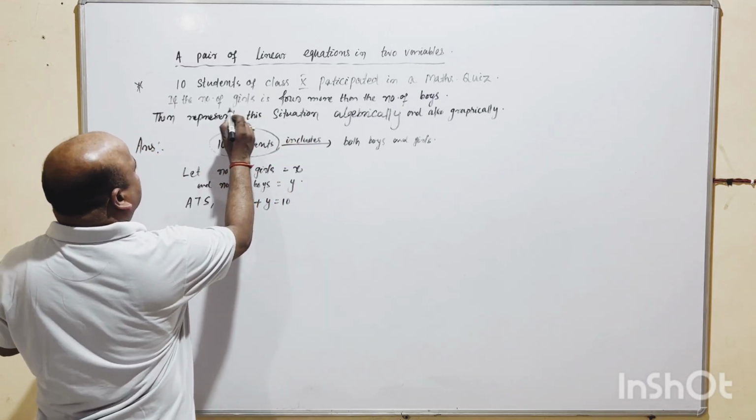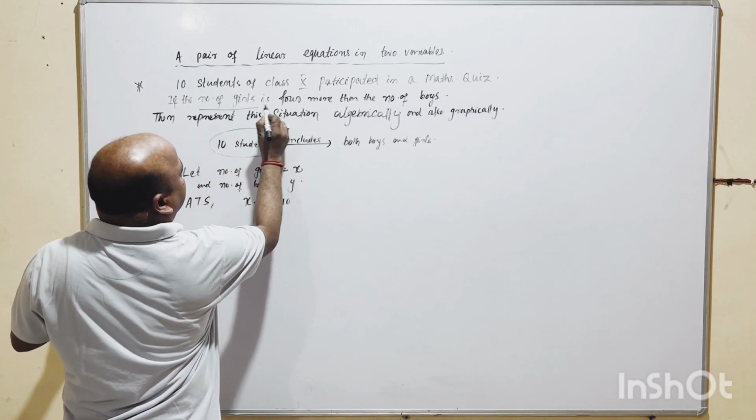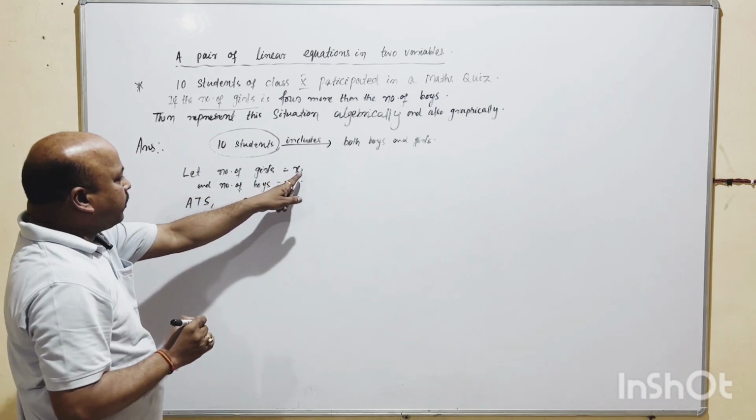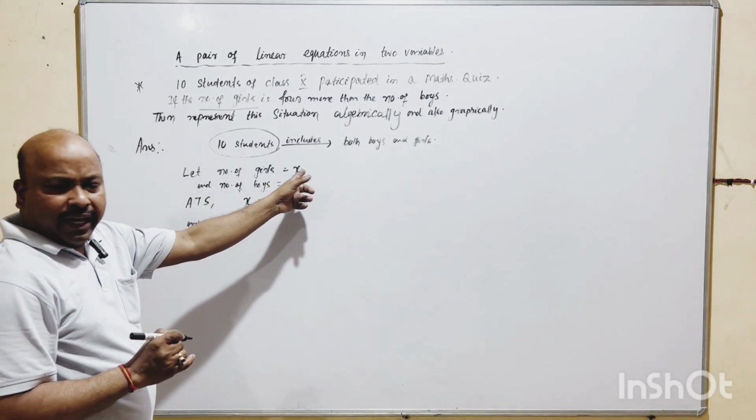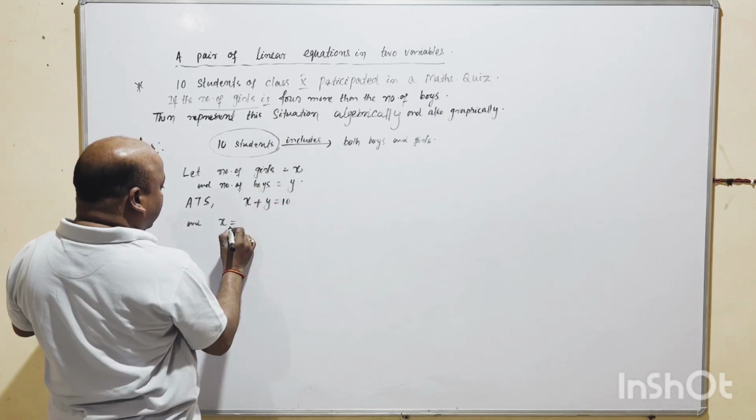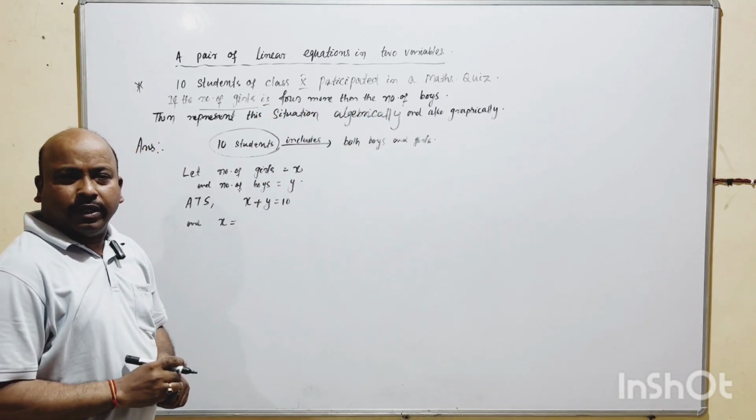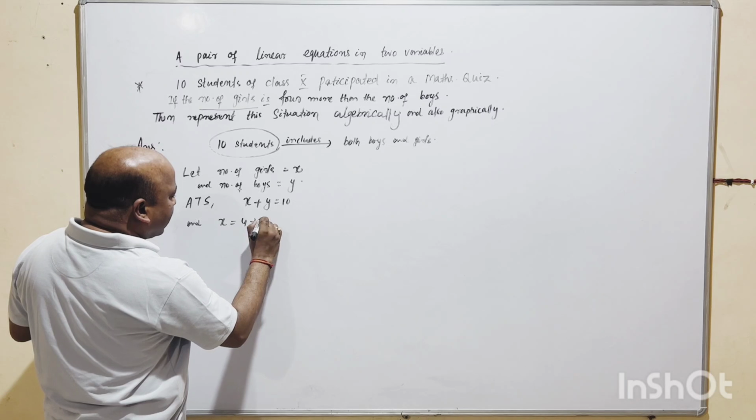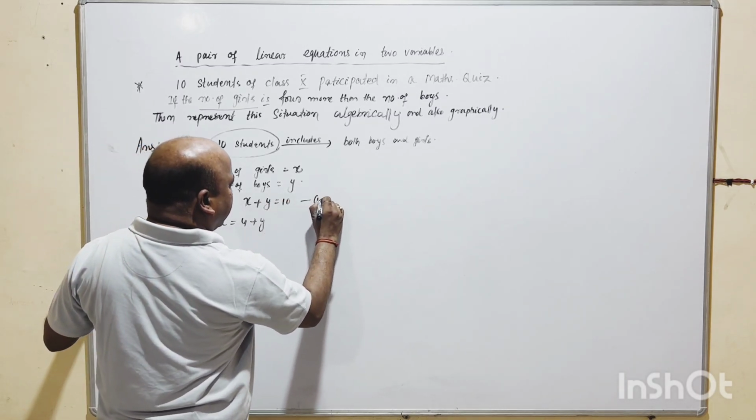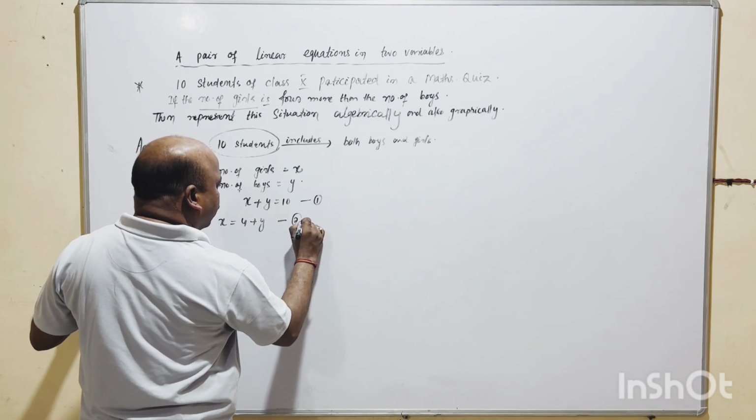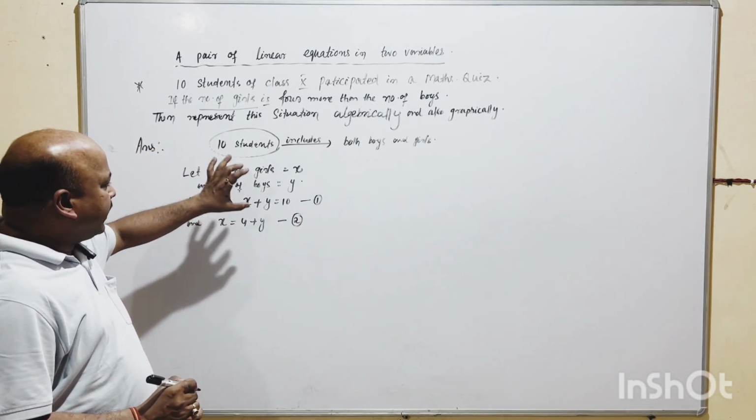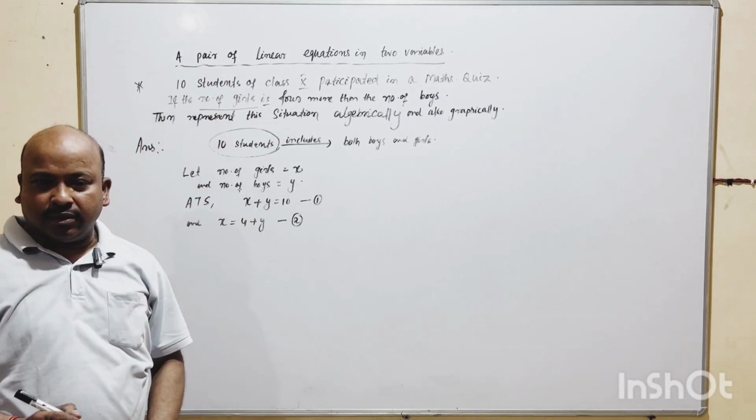Again, coming to the next situation: the number of girls is x. x is equal to 4 more than the number of boys. So this is equation 1 and this is equation 2. Okay, so these are the algebraic representations of the given situations.